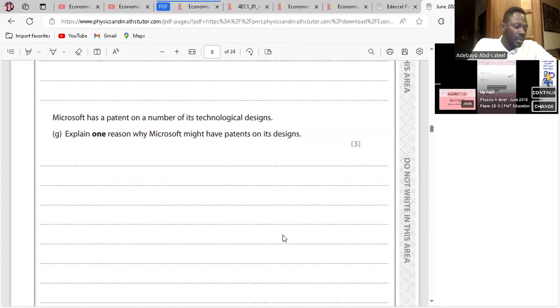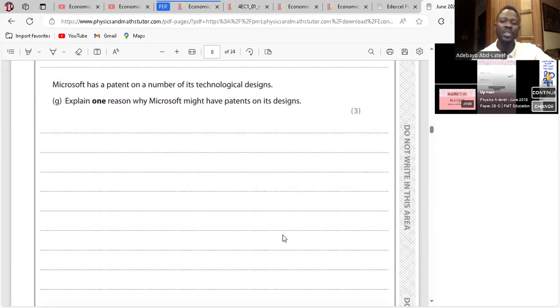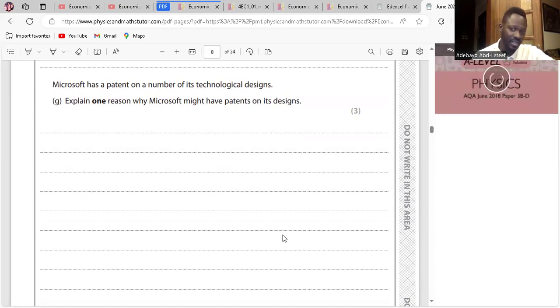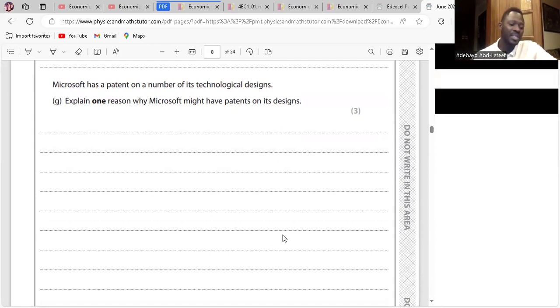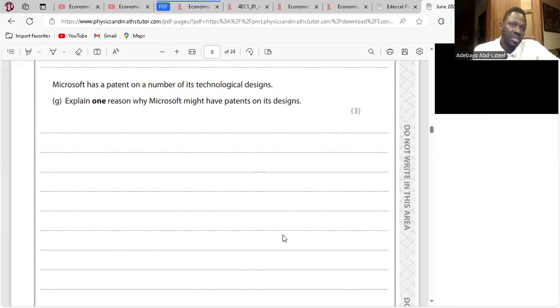Clear. Go to G. Give one reason why Microsoft might have patents on its design. First, what is a patent? A patent is a type of intellectual property that gives its owners the legal right to exclude others from producing its own invention. Do you get it? Yeah. So Microsoft might have patents to recover the cost of research and development on maybe the new software that it wants to create. Clear?